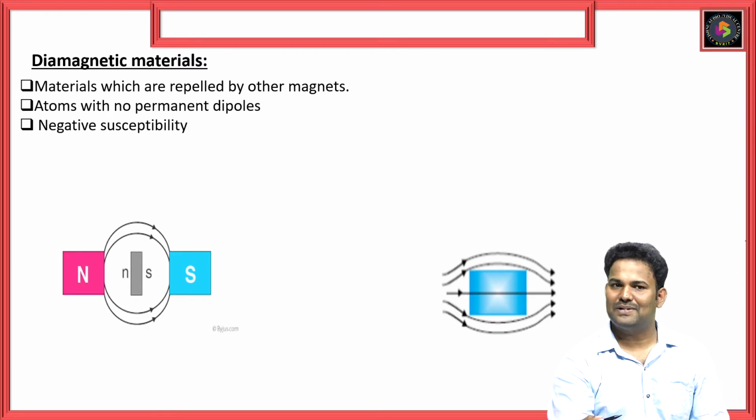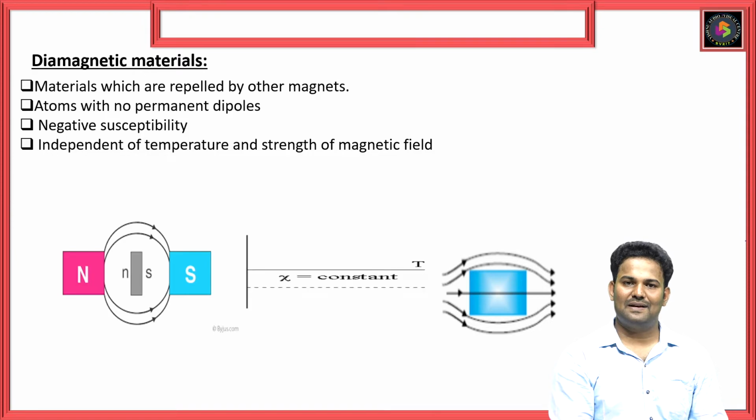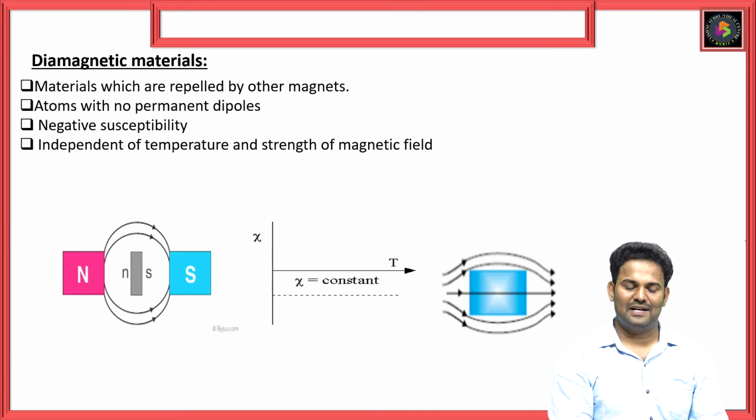That means it is completely filled with electrons. There is no vacancy for the orbitals. So these are atoms with no permanent dipoles, having negative susceptibility, and independent of temperature and strength of the field.